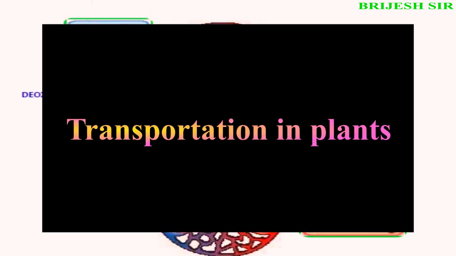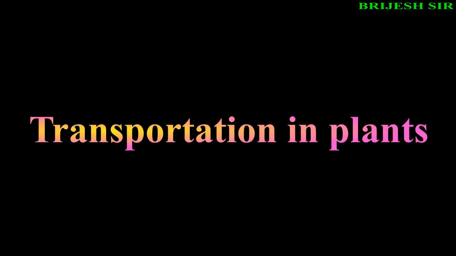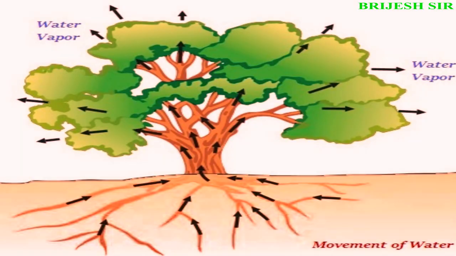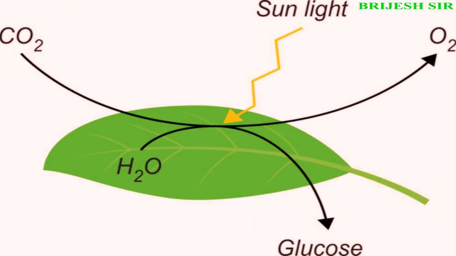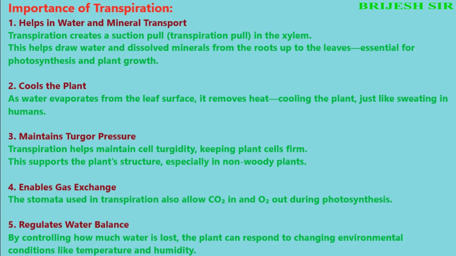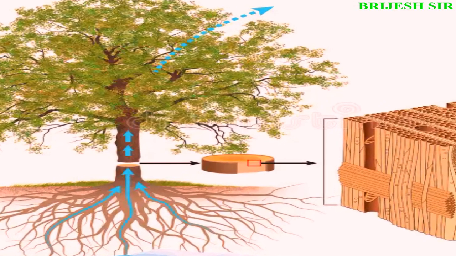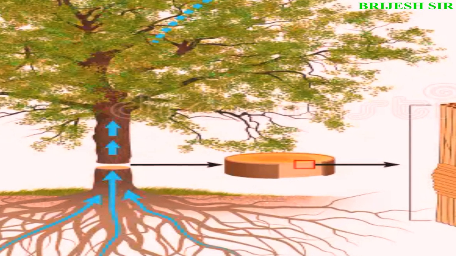How do plants transport essential materials like water and minerals from one part to another? Some materials like gases move in and out of the plant through diffusion, a simple process, but many essential substances such as water, minerals and food need to be transported over long distances, especially in tall plants.